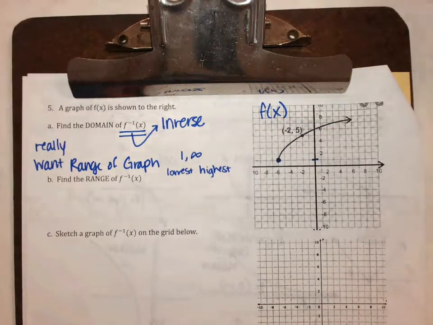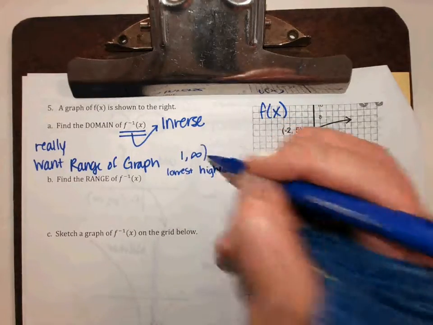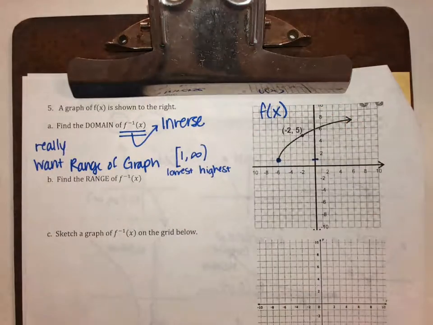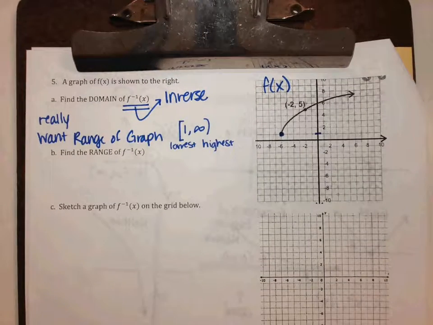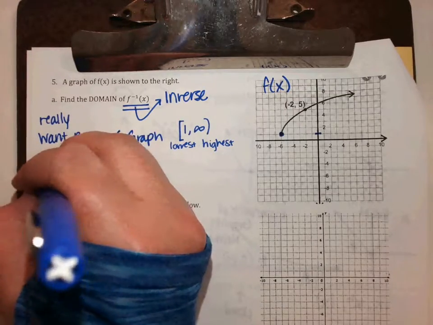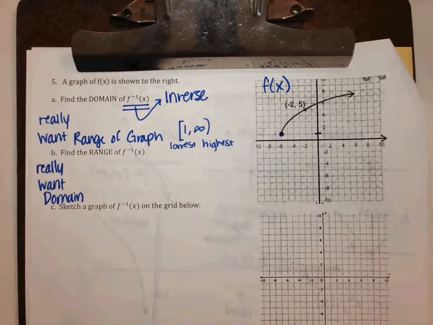Okay, what type of endpoint does infinity get? Parentheses. What about 1? Bracket, because does it actually touch 1? Yes, that's why it gets a bracket. Can it touch infinity? No, it's not a real number. Okay, now I want the range of f inverse. Then what do I really want? The X. Okay, really we want the domain, which is the x. Okay, so don't get tricked by that on your CBA tomorrow.